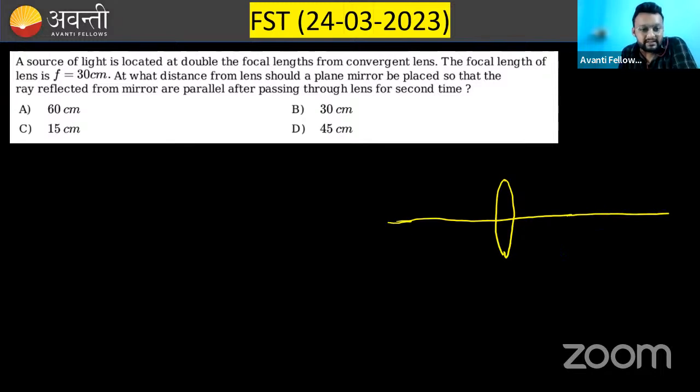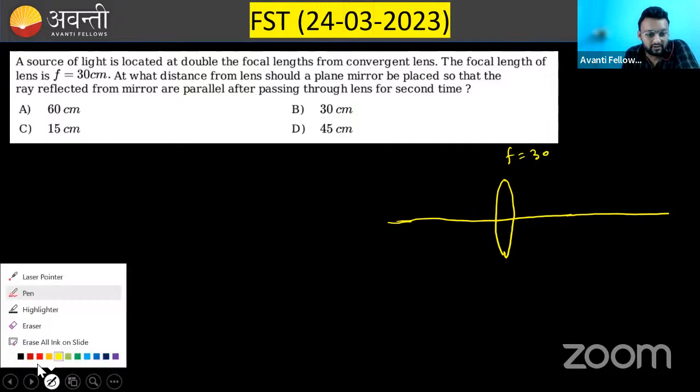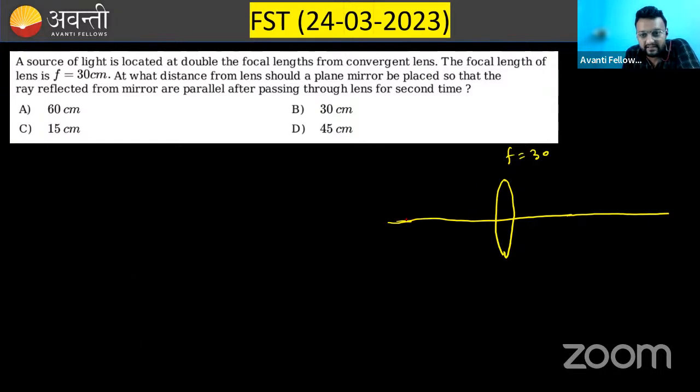The focal length of the lens is 30 centimeter. Its focal length is 30 centimeter. And the source is placed at double the focal length. Double the focal length means the source is placed at 60 centimeter. Somewhere here, this is an object or source, you can say whatever, at 60 centimeter. This is 60 centimeter. Okay, clear.